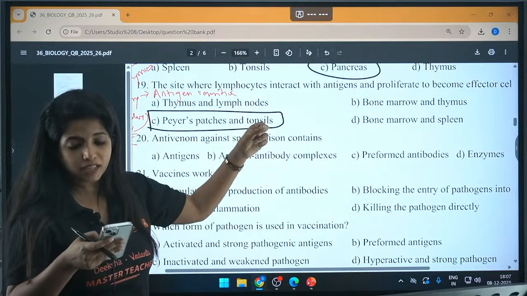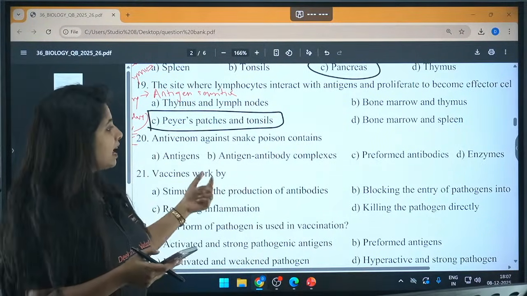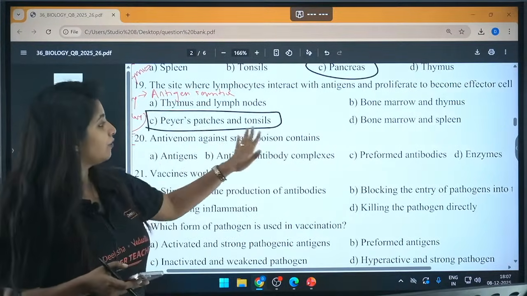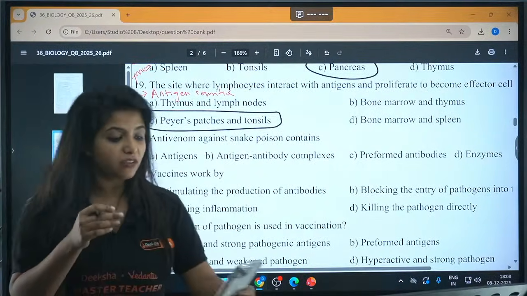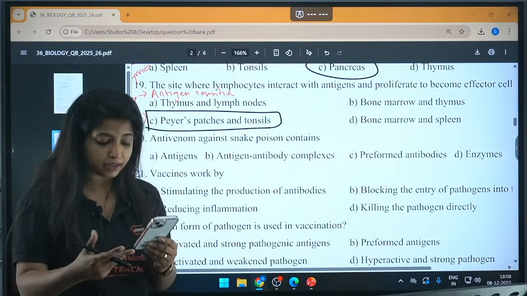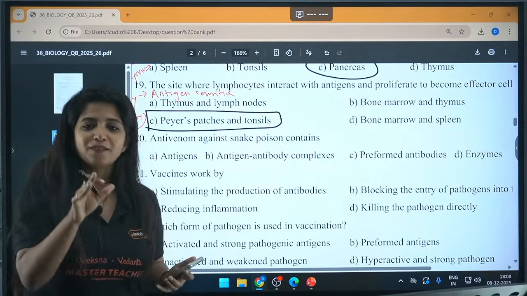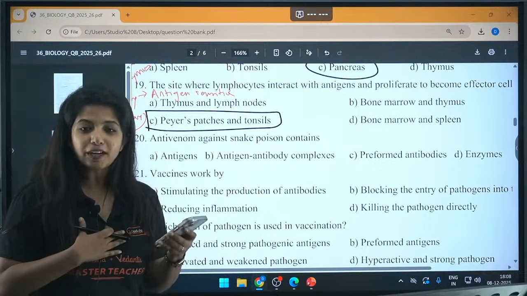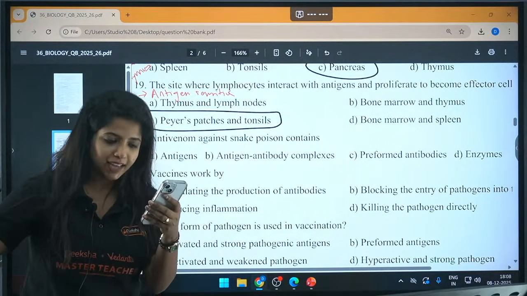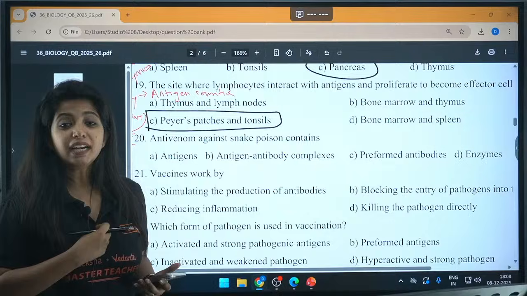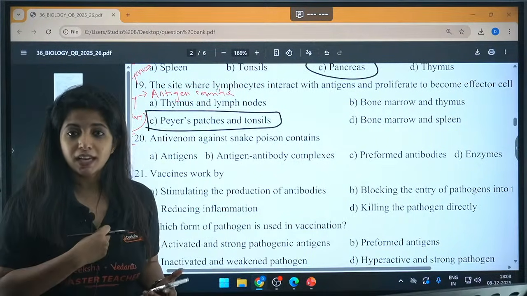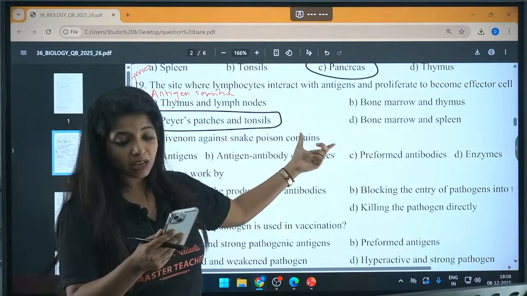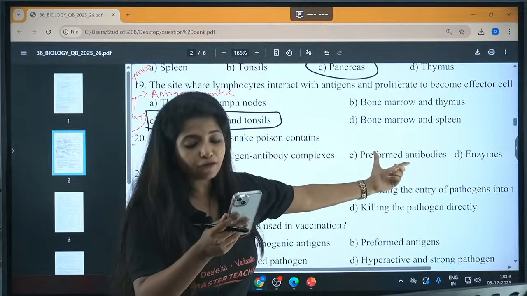Anti-venom against snake poison contains what? Antigen-antibody complex, preformed antibodies, or enzymes. Whenever someone gets a snake bite and goes to the doctor, does the doctor say, hey, wait, let the body produce its own antibodies? No. If we wait for our body to produce antibodies, we will die. Which is why we need ready-made antibodies. So anti-venom, which is there against the snake poison, contains the preformed antibodies.